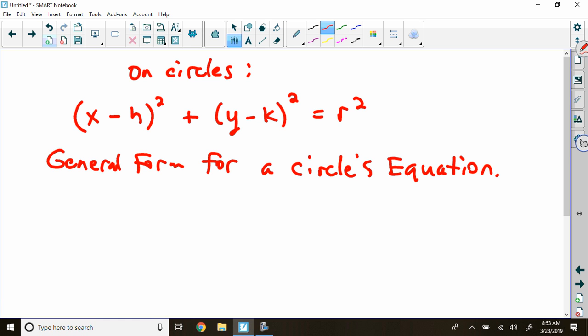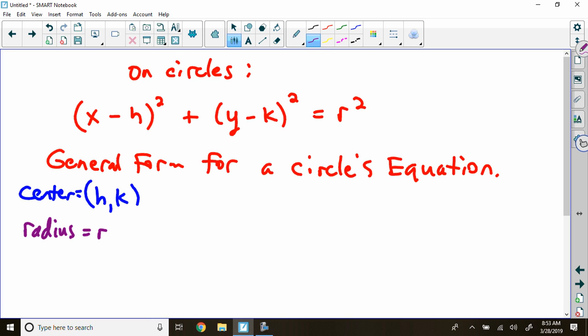In case you're wondering what each part stands for, the coordinates h and k collectively make up the center. So the center is at the coordinates h and k. And we said earlier that a radius is a radius is a radius. Of course, then the radius is r. Okay?